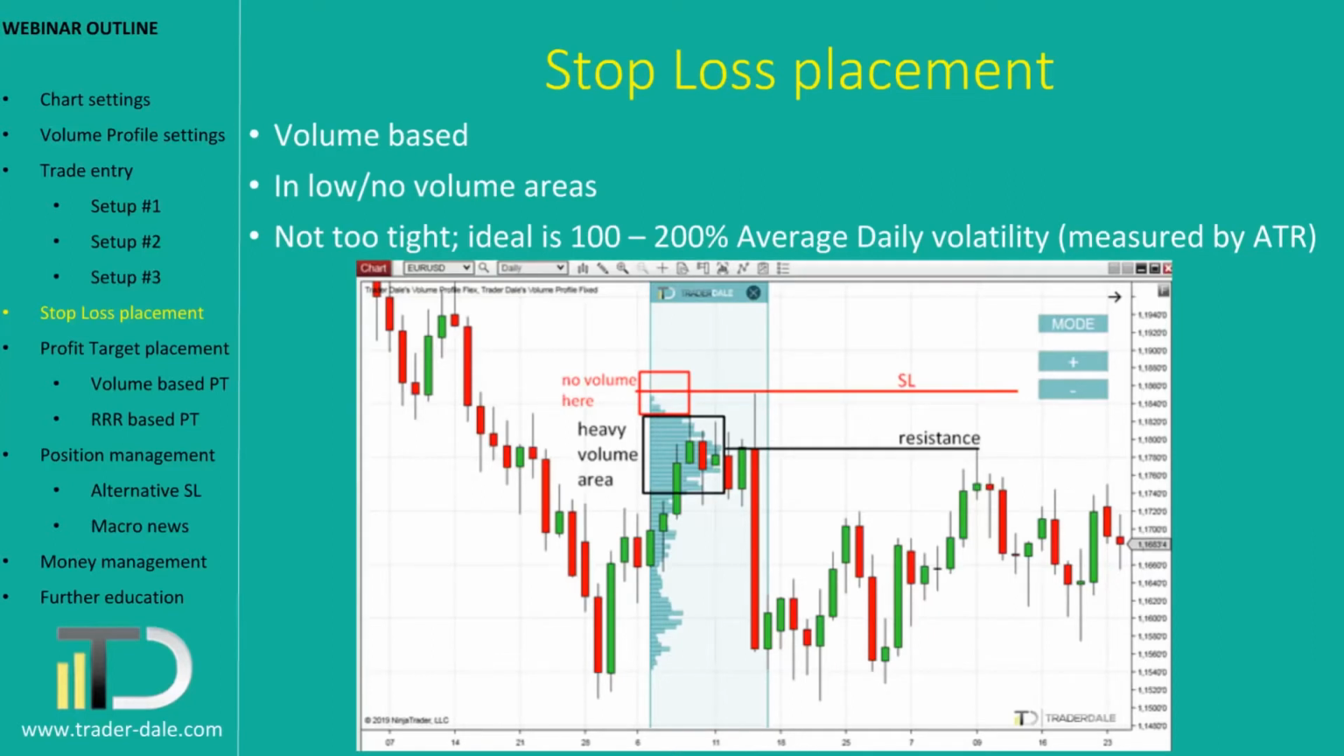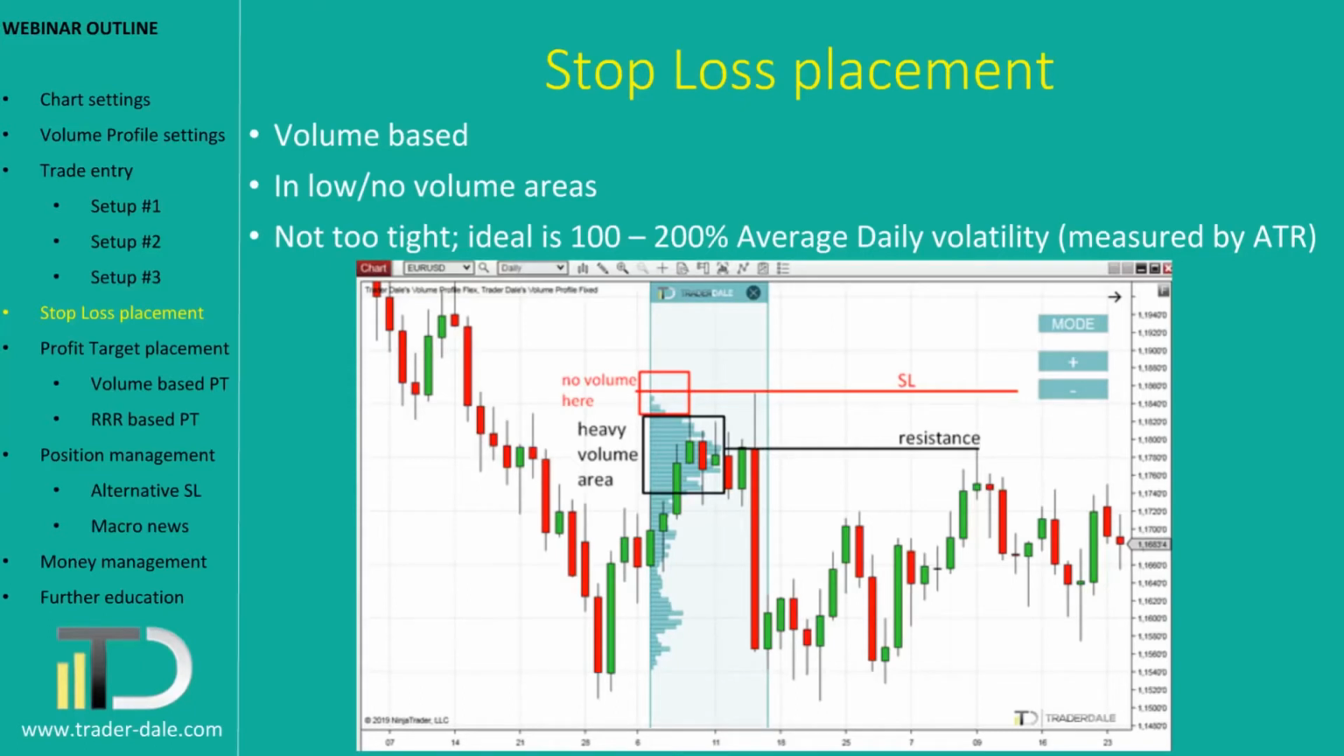One more thing about that is that your stop loss should not be too tight. You need to let your trades breathe. So the ideal stop loss is somewhere, very roughly, around 100 to 200% of average daily volatility. You can measure that by the ATR indicator, which is a standard indicator in every trading platform.